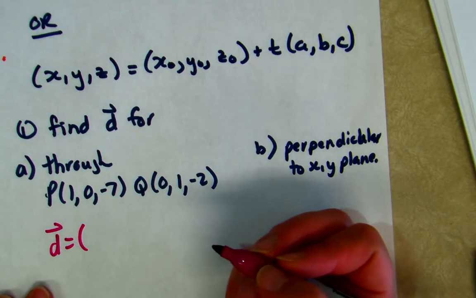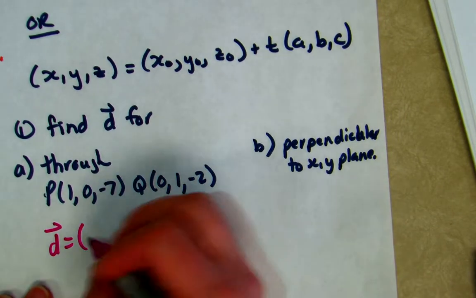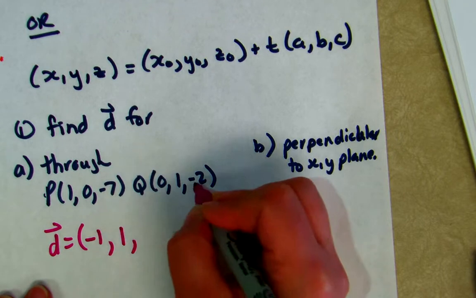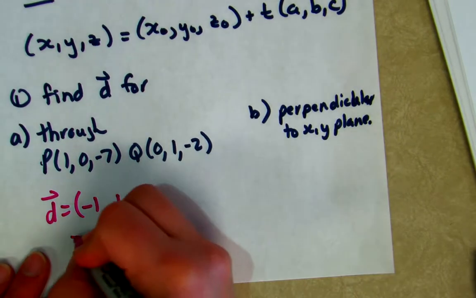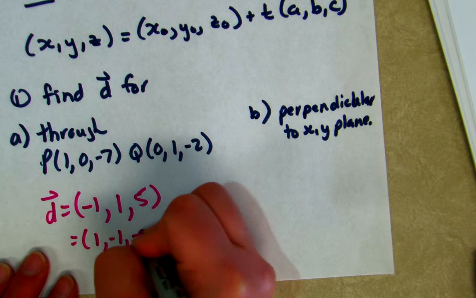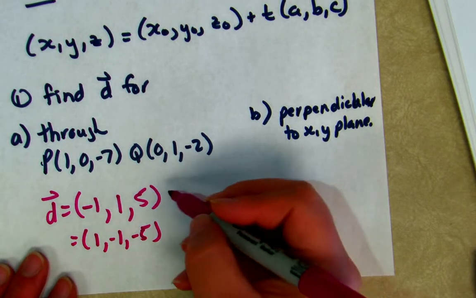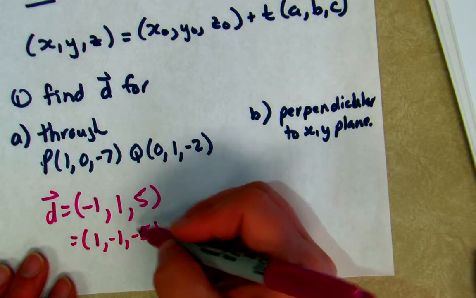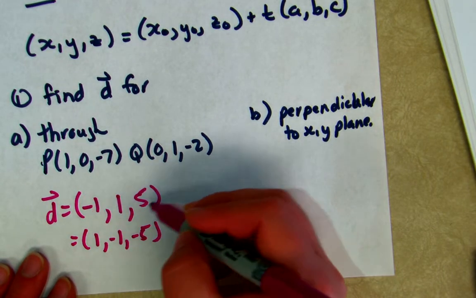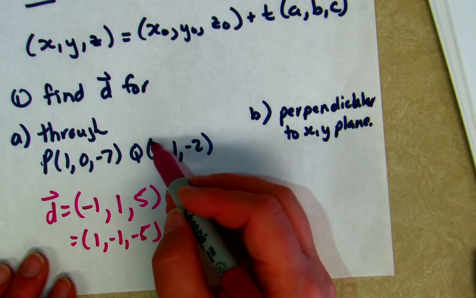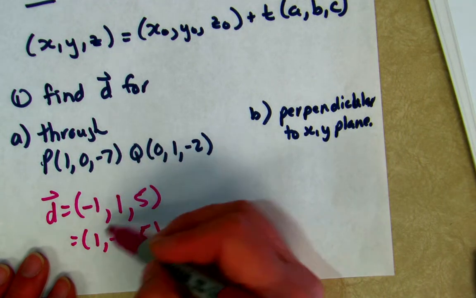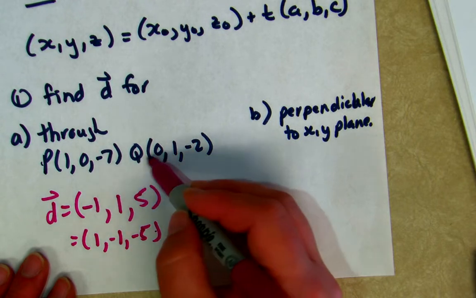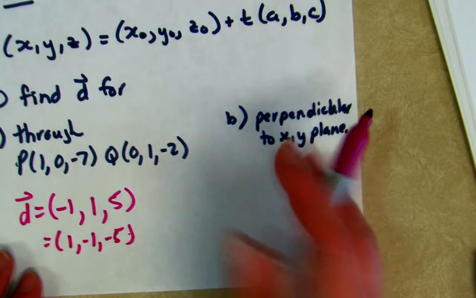Well, to find a direction vector, I can backwards subtract to get the direction vector. And again, any multiple will work. I can multiply it by -1, I can multiply it by 2, I can multiply it by -2. Any multiple of this will work. If I do Q subtract P, I get this one. If I did P subtract Q, I would get that one. It doesn't matter which way you subtract as long as you're consistent.